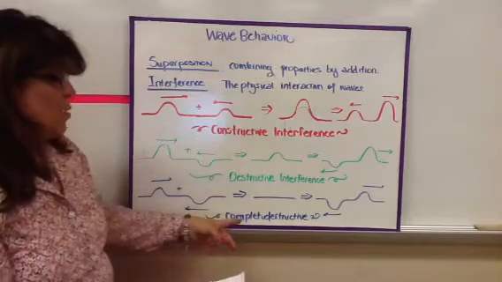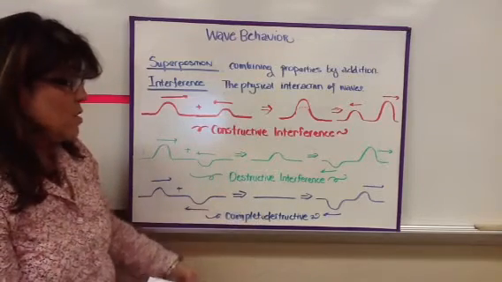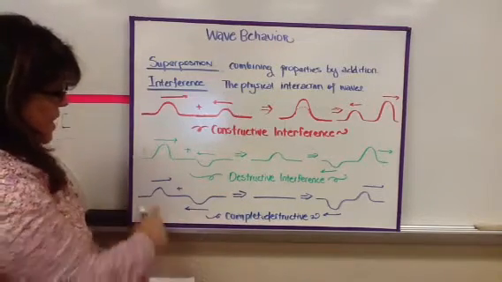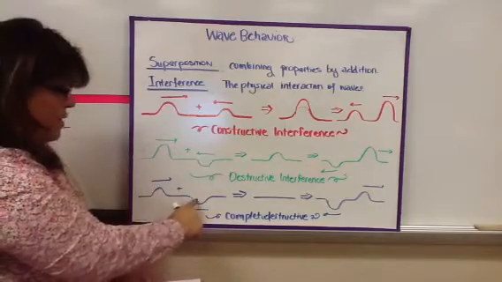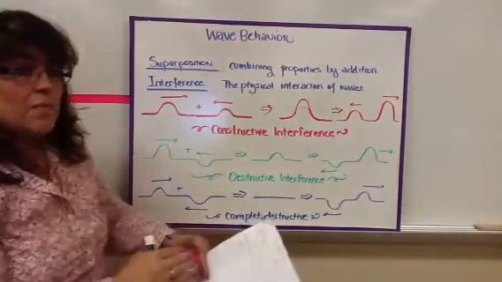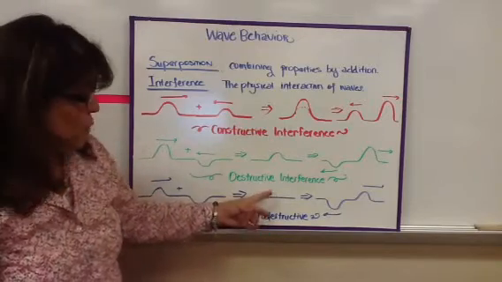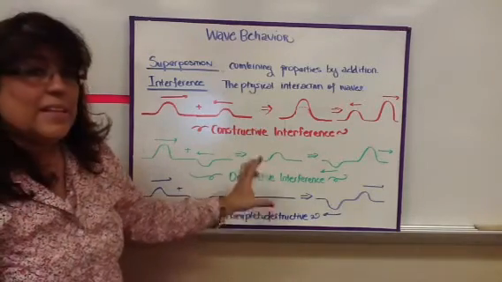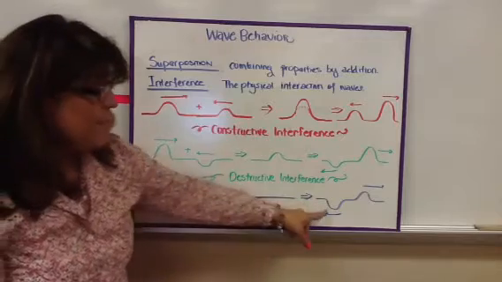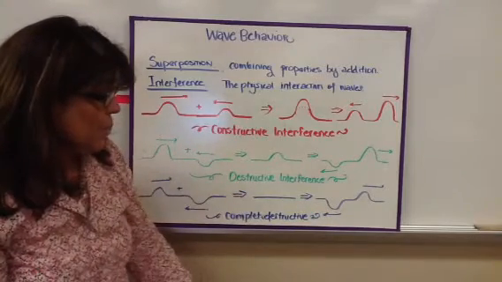And then our last one is complete destructive interference, and this means that this is, say, a 2-foot wave, and this is a 2-foot wave. They come together, and they're actually going to cancel to nothing. So we have 2 positive and 2 negative, which will be 0. And then once again, they continue going that way.